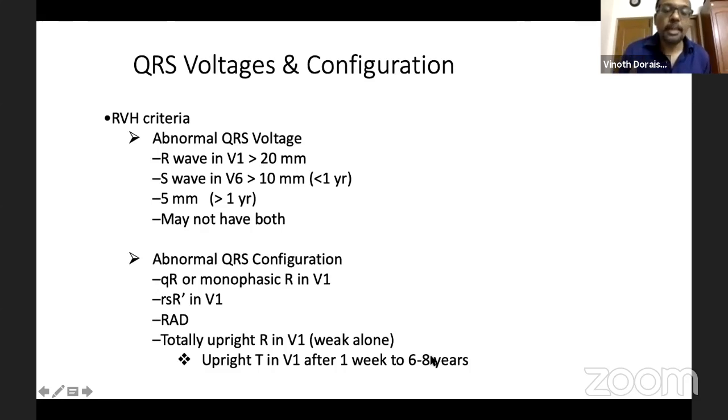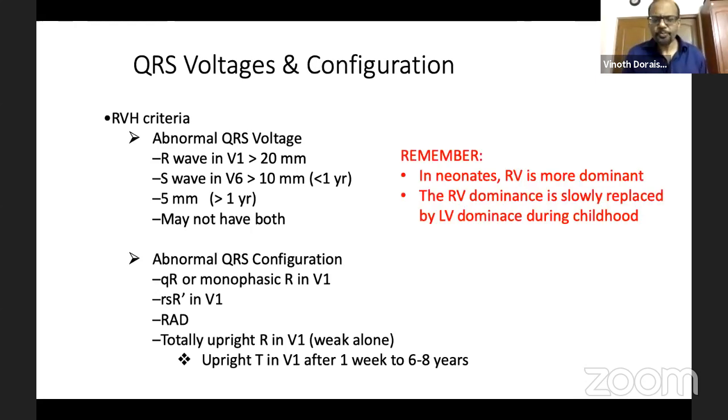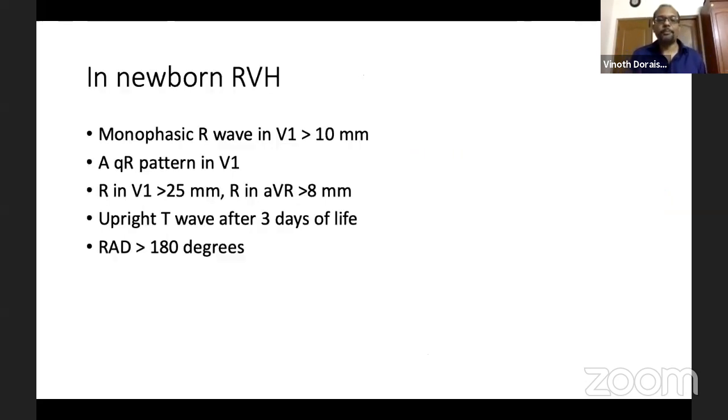So there, if you see an upright T wave, it is quite a good sign of right ventricular hypertrophy. This is especially for the pediatric age group. Always remember, in neonates, RV is more dominant, and the RV dominance is slowly replaced by LV dominance during childhood, and that is why you have different criteria or different millimeter voltages for the child when compared to adult.